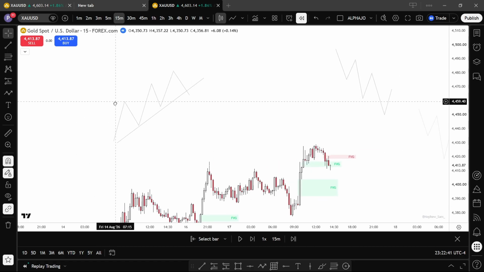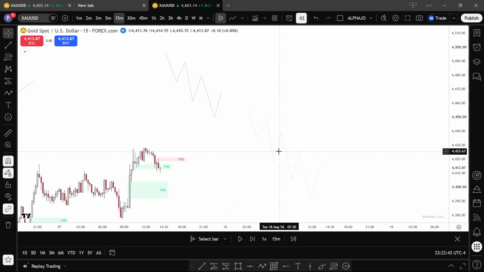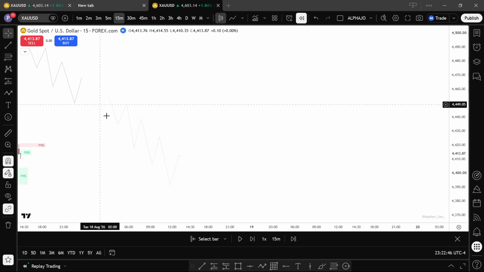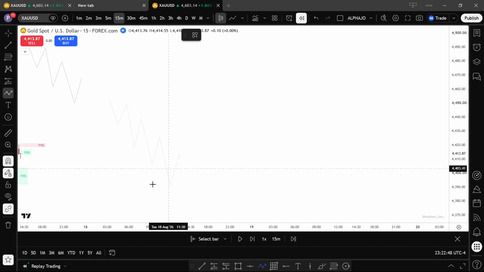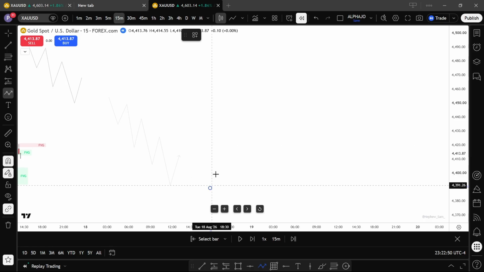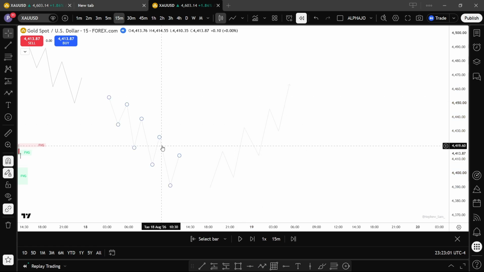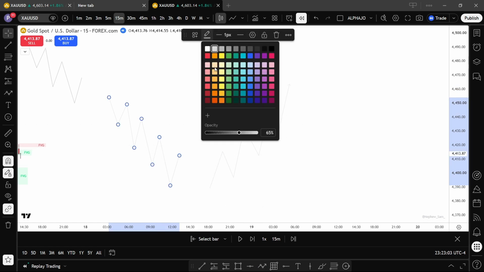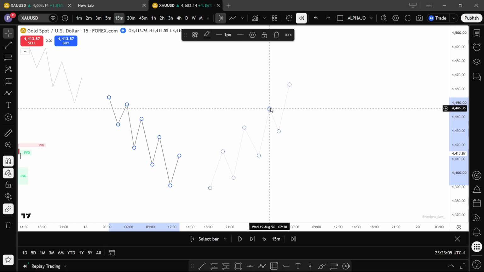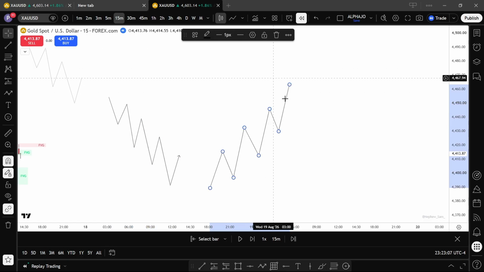So using these illustrations, let me do the bullish illustration and the bearish illustration. This is the bearish illustration, so let me do the bullish illustration. You have higher highs, higher lows, higher highs, higher lows, higher highs, higher lows, higher highs, right? So this is a bearish illustration, change it, and this is a bullish illustration, right?